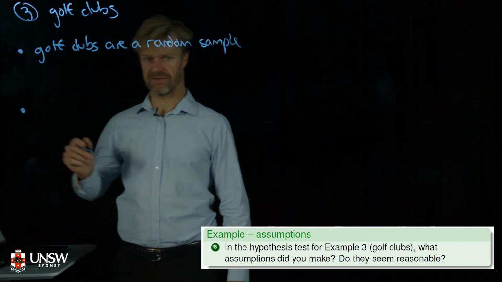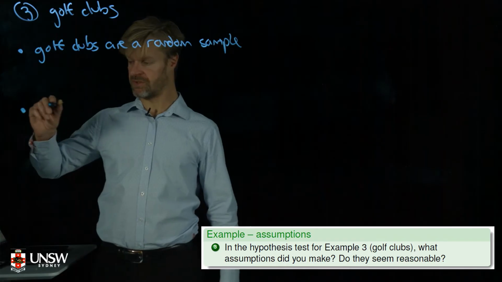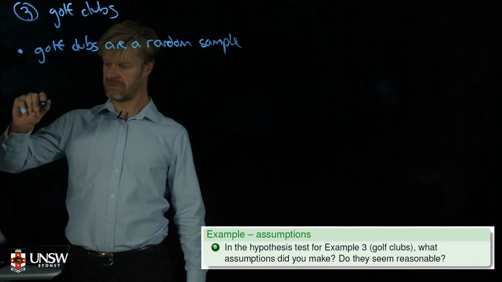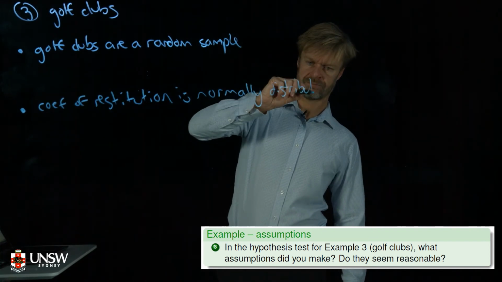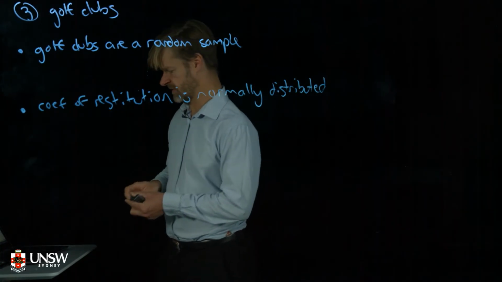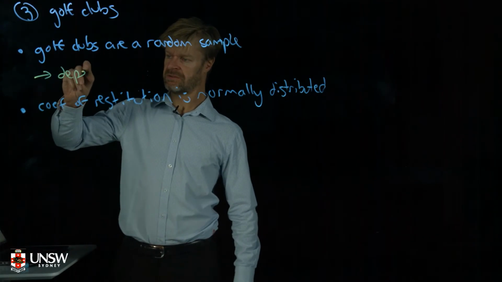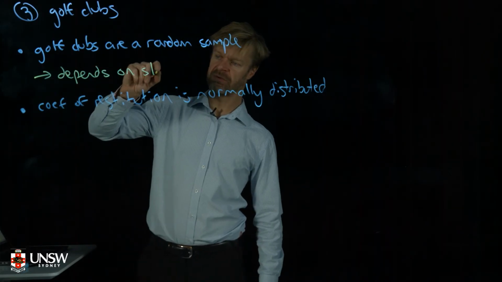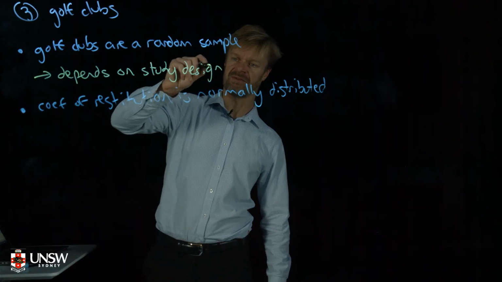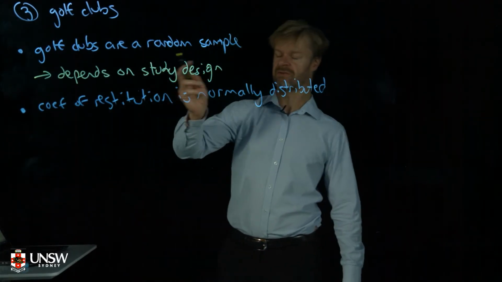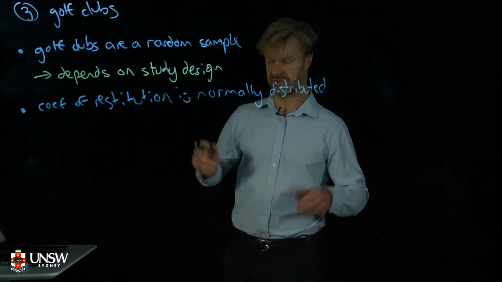And our second assumption is that the coefficient of restitution is normally distributed. Okay, so this random sample assumption, we don't know if that's satisfied or not, it depends on the study design. If we knew more about the study design, we could look at what they say in the study design and see whether or not you can consider these golf clubs as a random sample from the population of golf clubs produced by this company.